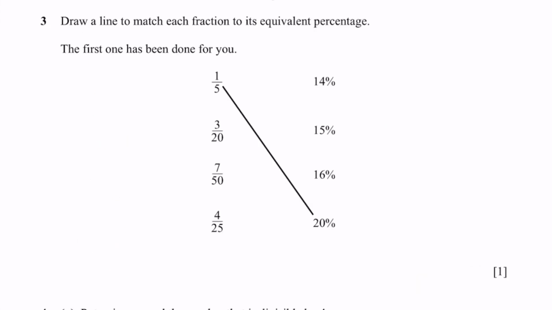Question 3. Draw a line to match each fraction to its equivalent percentage. The first one has been done for you. Over here we have the first one. 1 by 5 is equal to 20%. Now 3 by 20, how much percentage is that? When you make it into 100 as a denominator, so you have to multiply both by 5, that's 15 by 100, which is 15%.